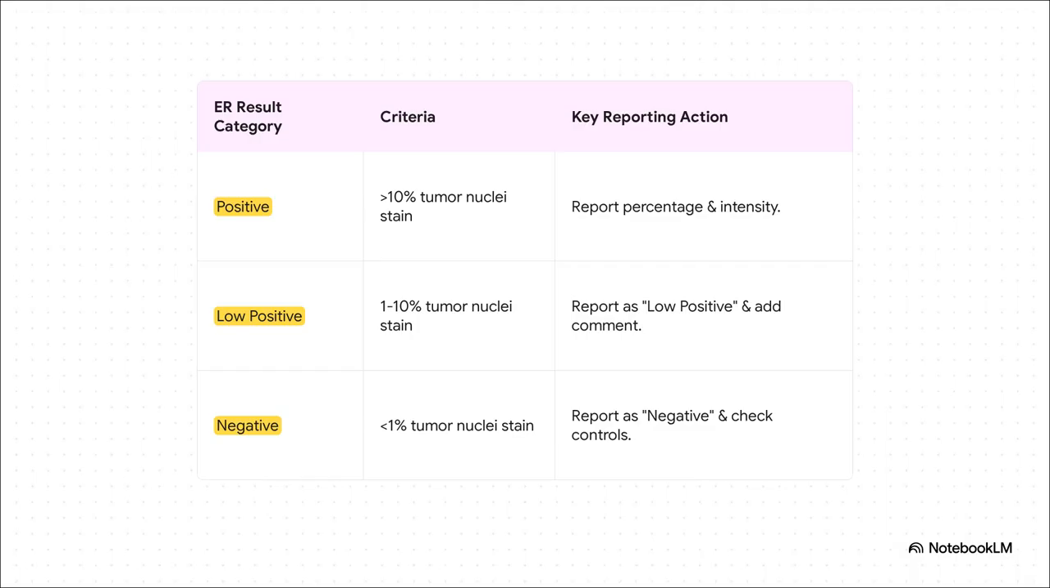This table really lays it out. More than 10%? That's positive. Less than 1%? That's negative. But see that slice in the middle, that 1 to 10% zone? You can't just report the number. You have to explicitly label it low positive. And you have to add a very specific, required comment to give the oncologist the full story.